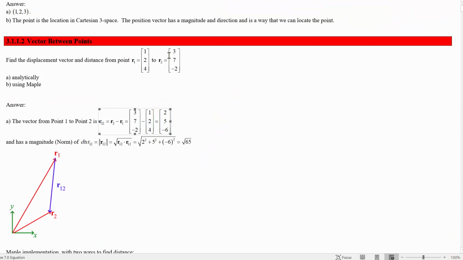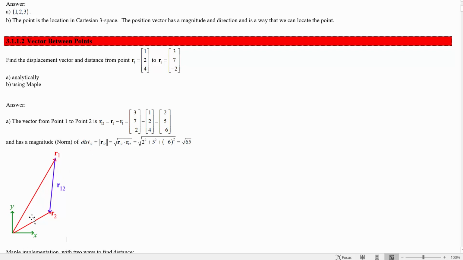We could also do an algebraic implementation by just subtracting their components. So R2 has an x component of 3, R1 has an x component of 1, so we'll take 3 minus 1 to get 2, 7 minus 2 to get 5, and negative 2 minus 4 to get negative 6. All right, we also can calculate the length of this vector by taking the magnitude of it, which is the distance from point 1 to 2, which would be R12 with these double bars around it.